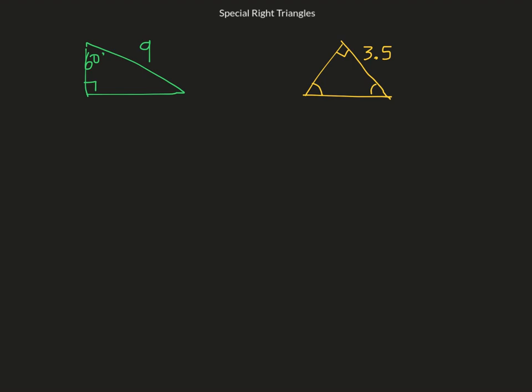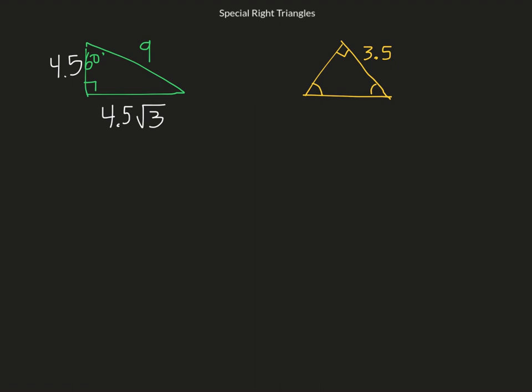For the green one, I know it's a 30, 60, 90 because there's only 30 degrees left over. I know that the hypotenuse is twice the length of the short leg, which makes the short leg 4.5, because that's half of 9. And I know that the long leg is the short leg times the square root of 3. So 4.5 times the square root of 3. Units, inches, centimeters, whatever it is.